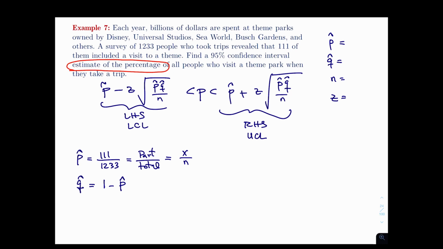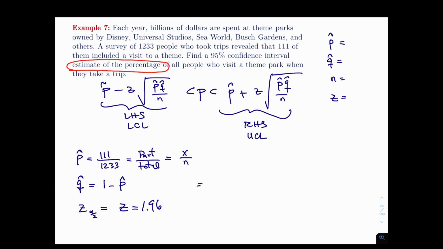Now it says 95%, so you will find the z-score for 95%. Now we all know the z-score is the z of alpha over 2. That's just the symbol they use to write it. It's basically the z-value for 95%, which is 1.96. But you could also do it with the command.